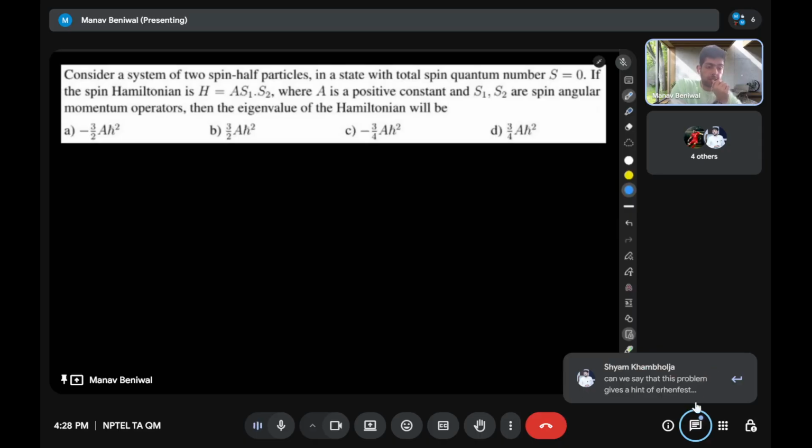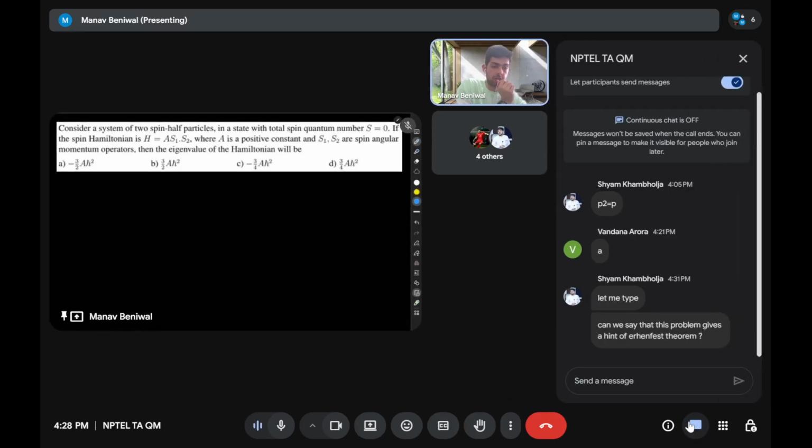Can we say that this problem is a hint of Ehrenfest theorem? Yeah, you can say a hint of, but not exactly.